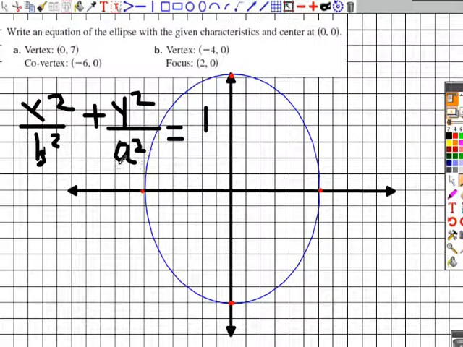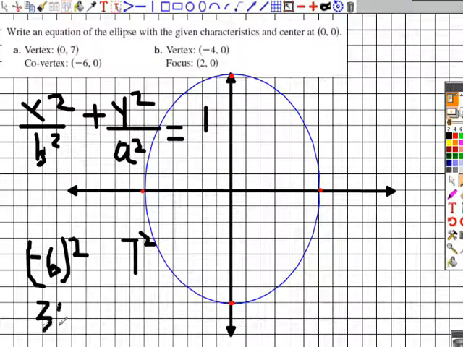So the a is what here? In this case, it's 7. So we have 7 squared. And then b is negative 6. So we have negative 6 squared, right? So what are my denominators? We have 36 and 49. So all you're going to do is plug in what they gave you into the standard form.